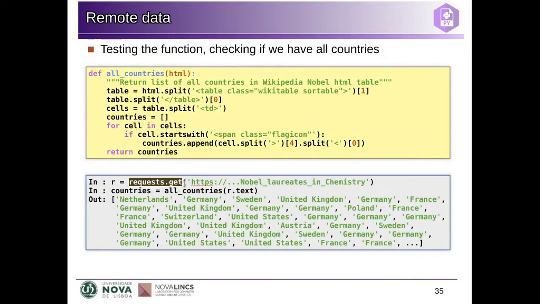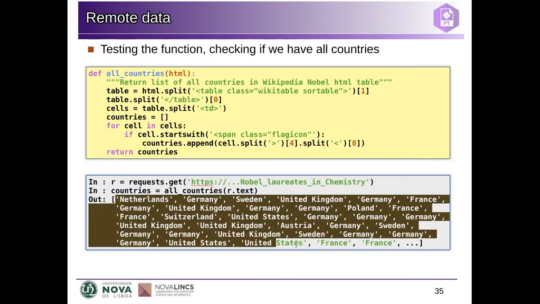We use requests, we get the chemistry Nobel Prize winners. Note that this is a large URL, so I'm omitting a part here, but you can check the Wikipedia table or Wikipedia site, or you can check the lecture notes, but just don't copy from the slides because it doesn't fit in the slide and I cut a bit there. So now we send the text attribute of our response object, which has the whole source code of the page. We send this to the all countries function, and it returns a list.